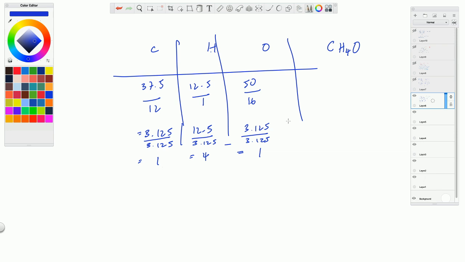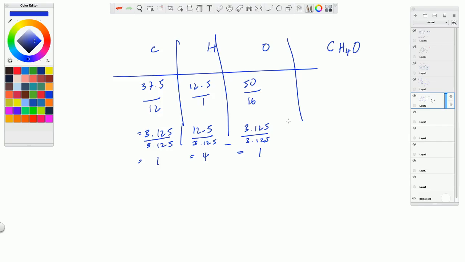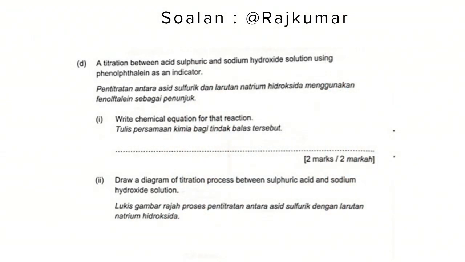Okay, so the question asks for the empirical formula. All right? Okay, can we have the next question? Color test. Color test for what? Aisha, can you be a bit more clear? Are you talking about color test for salts or color test for... Okay, so while we're waiting for Aisha, can I have a next question? Okay, so wait for Aisha. Aisha, you tell me what color test you want, okay?